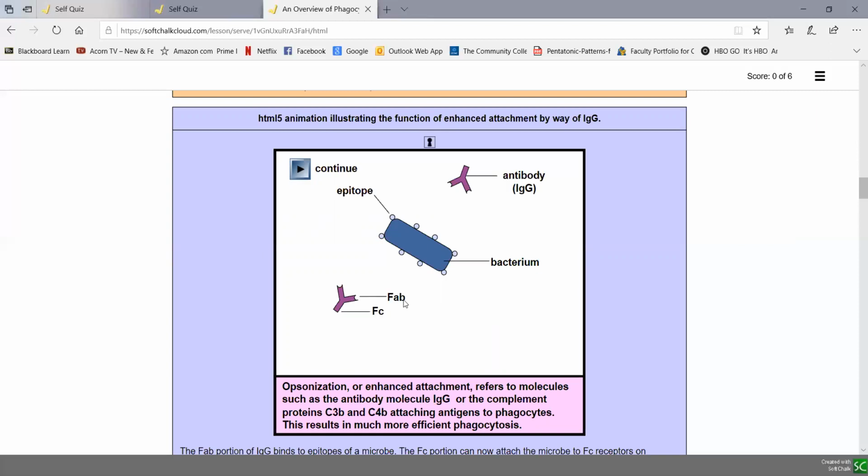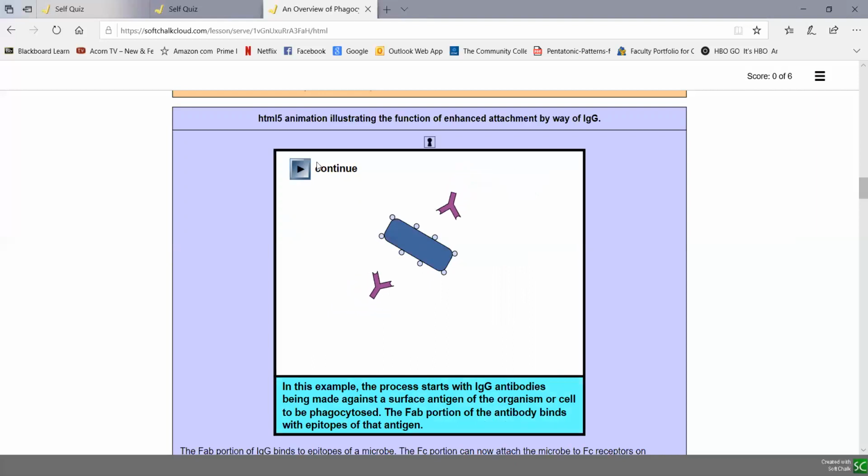So the FAB part of the antibody stands for antigen binding fragment. That's the part that actually fits epitopes of an antigen on a bacterium. So here we see the FAB portion of the antibody IgG binding to its corresponding epitopes on the surface of the bacterium, like pieces of a puzzle.